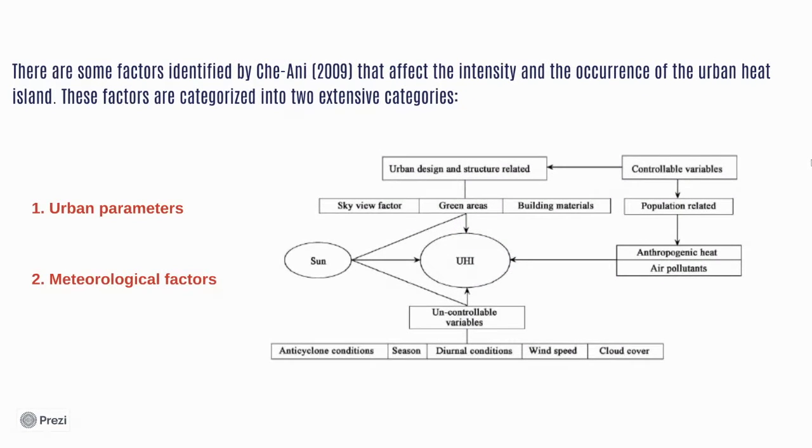Chi-Ani has identified some factors that affect the intensity and the occurrence of the urban heat island. These factors are categorized into two extensive categories. First, the urban parameters, second is the meteorological factors. The urban parameters can refer to the city size, location of the city, urban geometry, land uses, built up areas, and density, while the meteorological factors would refer to humidity, cloud cover, and wind direction and speed.